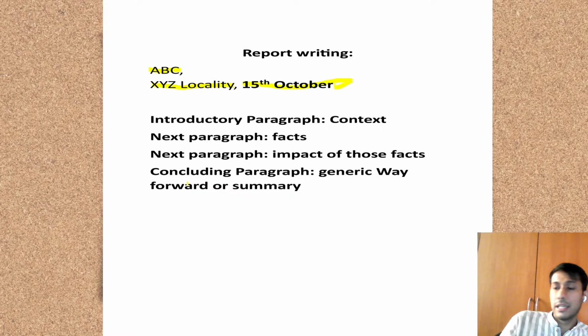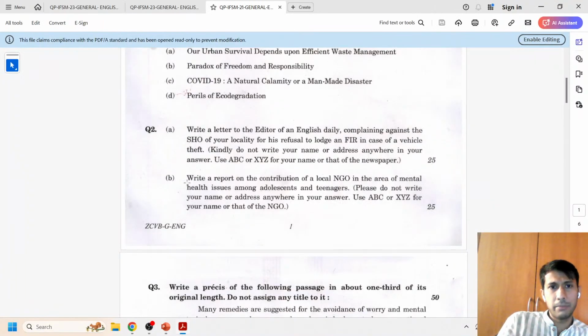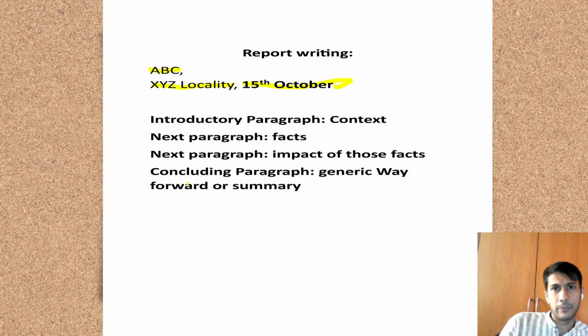A summary would be like, the camp was a huge success, equally applauded by the people who attended, and the organizers were also very happy with the response they received. In the future, many more camps will be organized in the locality. That's all. As simple as that. That is the summary. Or if it was, let's say, about mental health issues, write a way forward. So basically, this is what report writing is.